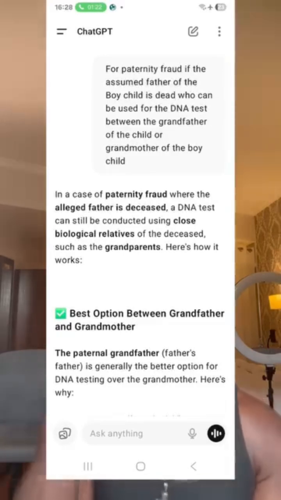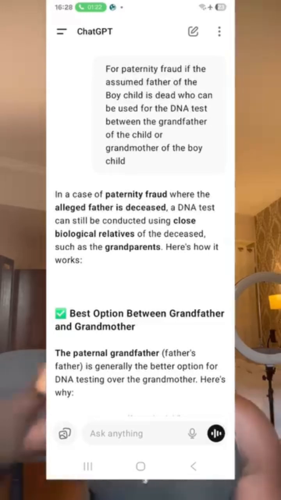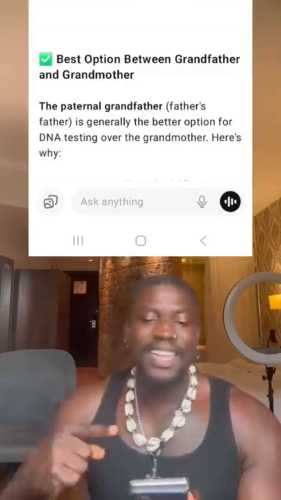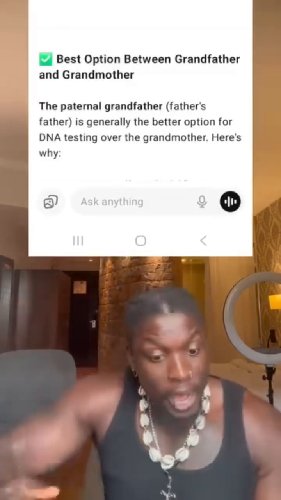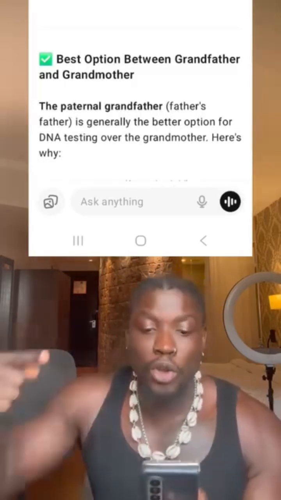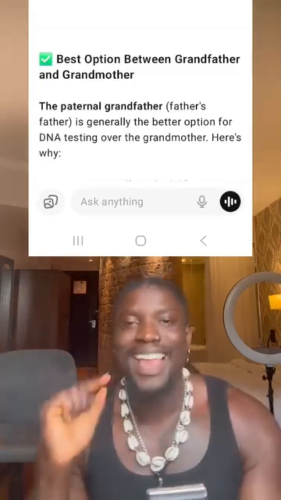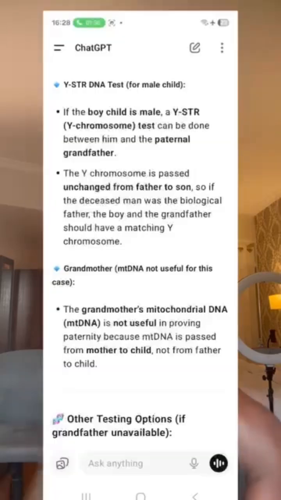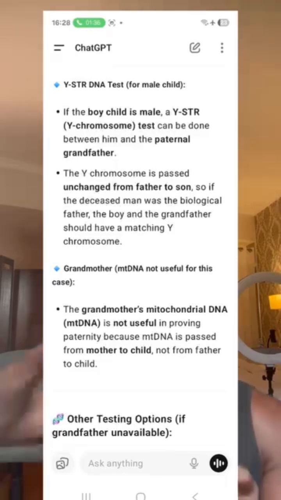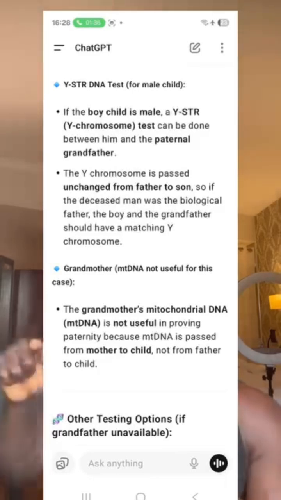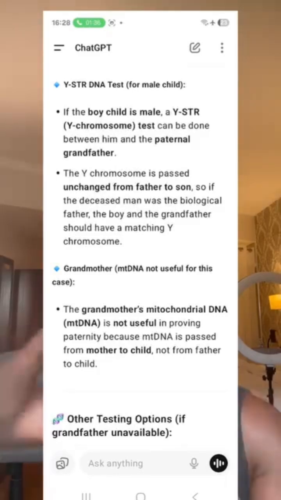Here is how it works. Best option between grandfather and grandmother. The paternal grandfather, that is the father's father, Mohbad's Papa, is generally the better option for DNA testing over the grandmother. Here is why. Y-STR DNA test for a male child. If the boy child is male, a Y-STR, Y chromosome test can be done between him and the paternal grandparents. The Y chromosome is passed unchanged from father to son.